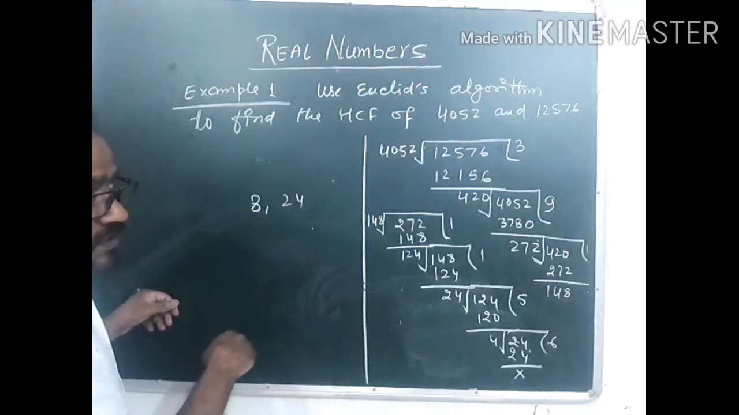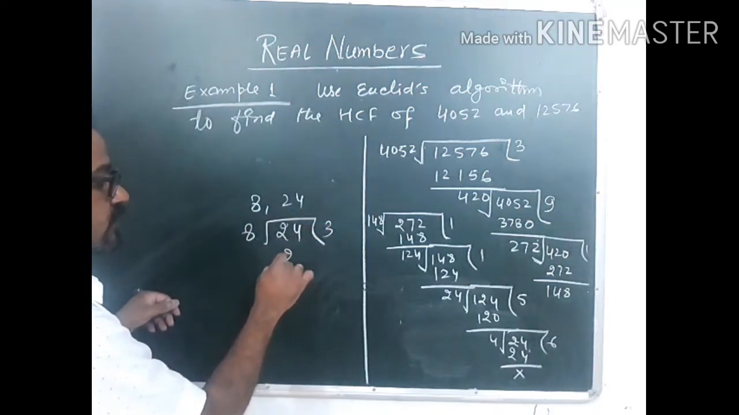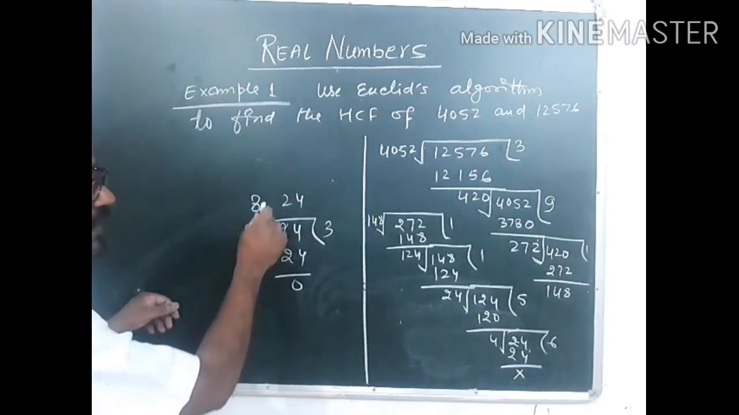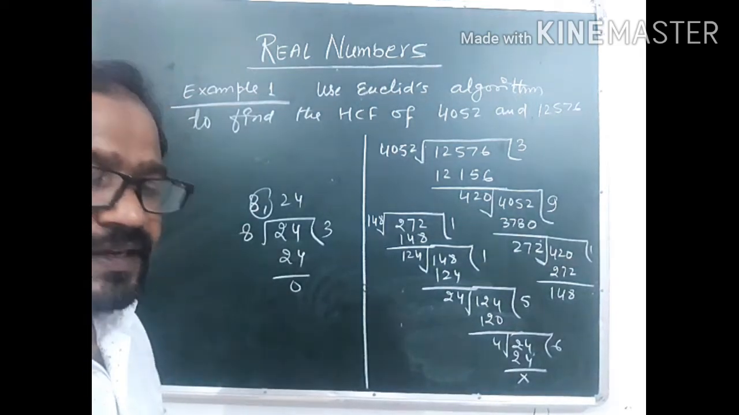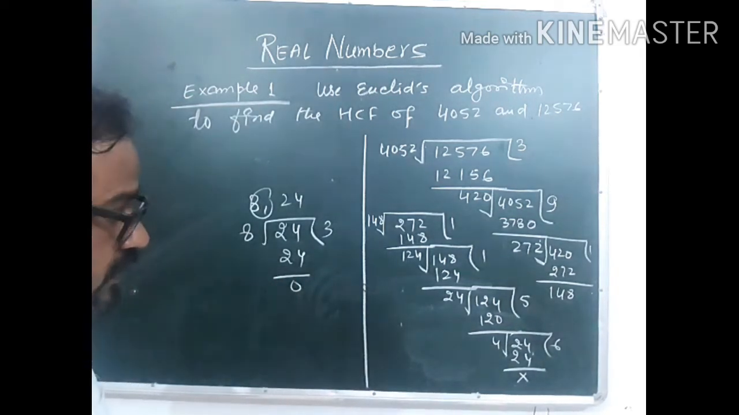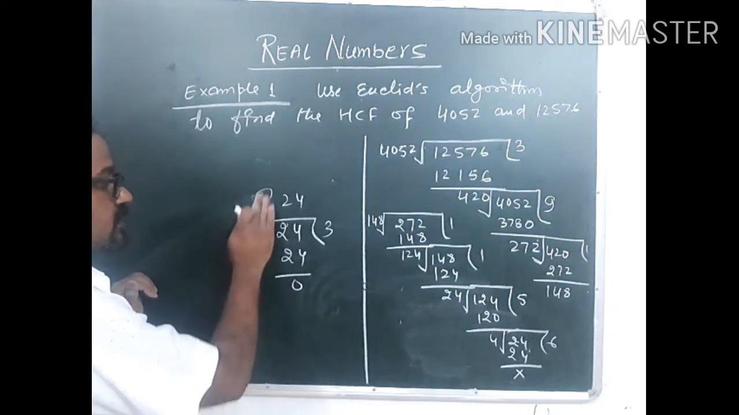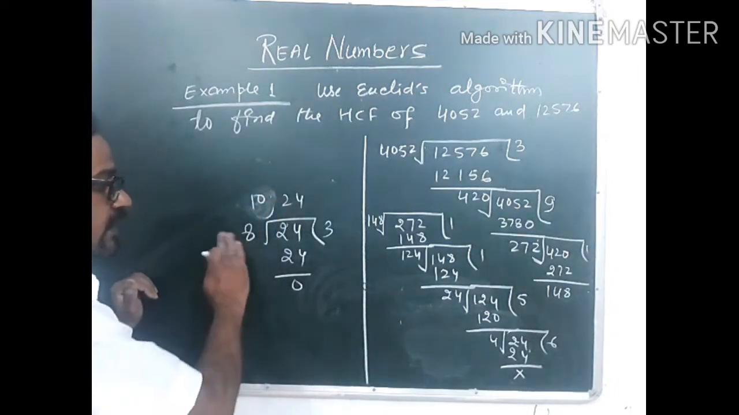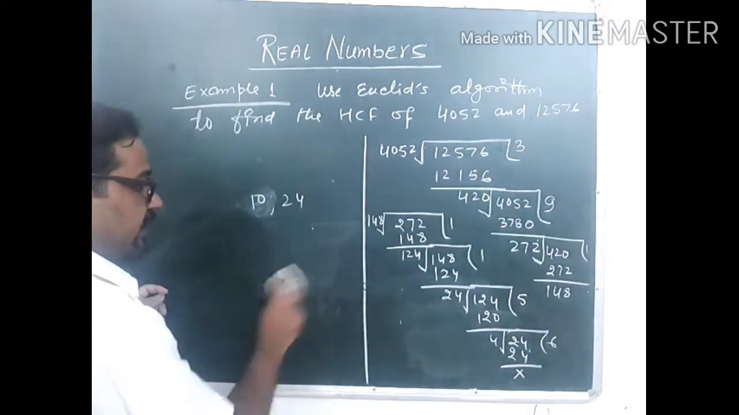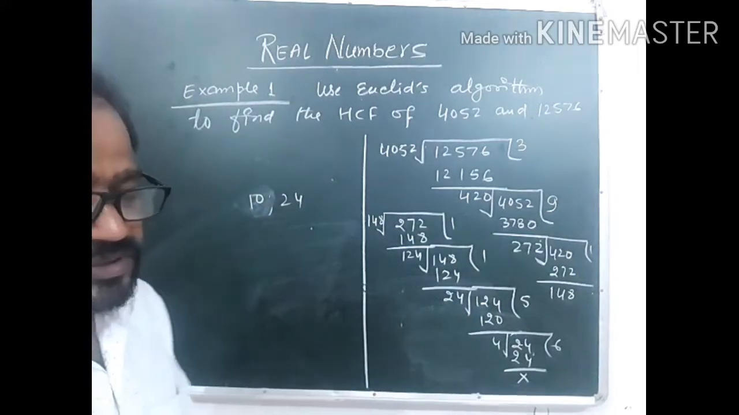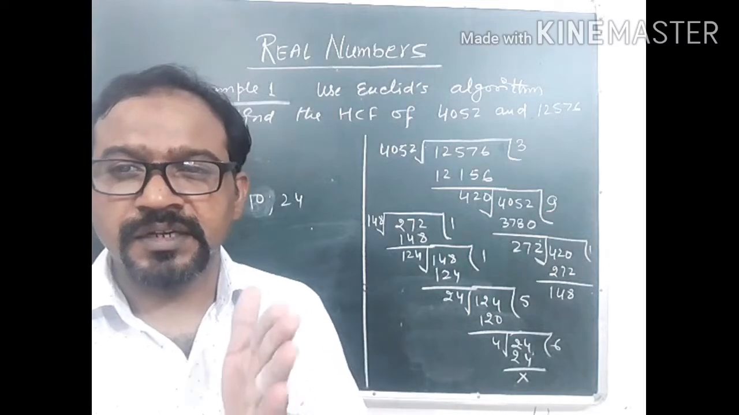Since 24 is greater than 8, we will divide 24 by 8. 8 threes are 24, remainder is 0. Then 8 is the HCF of 8 and 24. If we take two numbers, suppose 10 and 24, to find the HCF of 10 and 24, we will use the division algorithm till we get remainder 0.